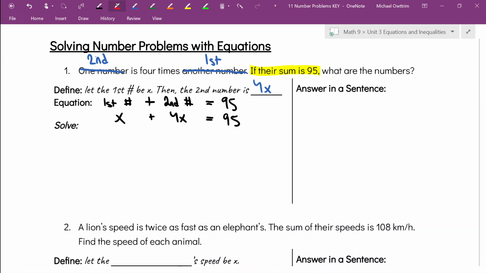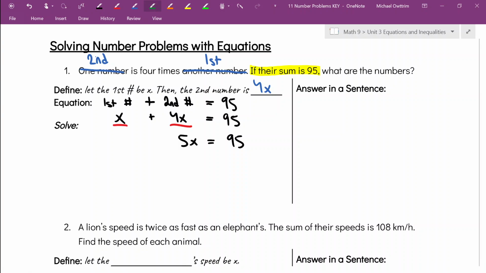Now for solving, we're going to follow our same normal 4 steps. So first thing we'll look at in our equation is, are there brackets? In this question, there are not. Next step is to collect our x's, and in this case our x's are on the left side of the equal sign together. So we're just going to collect them and say that 1x plus another 4x's is 5x's, and that is equal to our 95.